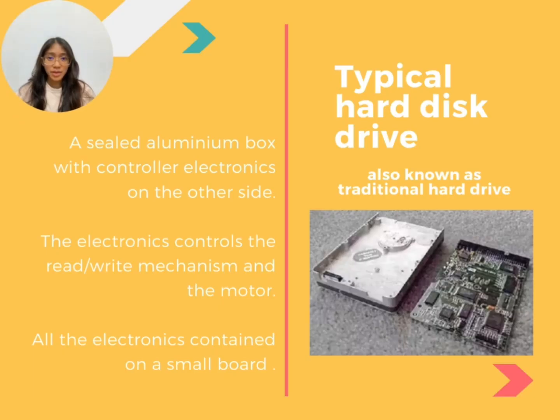Hi, I'm Beatrice Anna Anthony from Group 7, and I would like to present about hard disk drive. The following picture is what a typical hard disk drive looks like. A hard disk drive is also known as a traditional hard disk. It is a sealed aluminum box with controller electronics on the other side. The electronics control the read or write mechanism and the motor that spins the platters. All the electronics are contained on the small part.